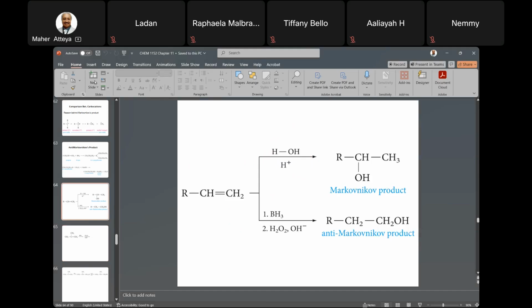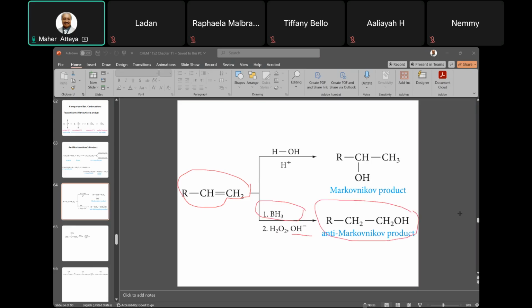Okay, that's the reaction here, guys. So this is the double bond here. When you add the reducing agent first, it will be reduced, and then you oxidize whatever is reduced with the presence of basic solution. You get an alcohol.